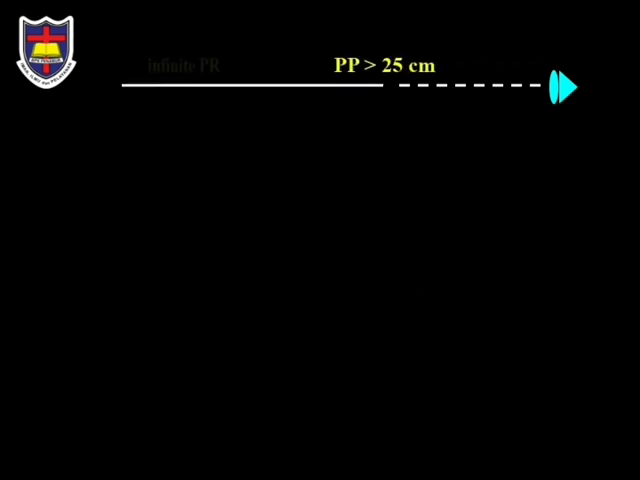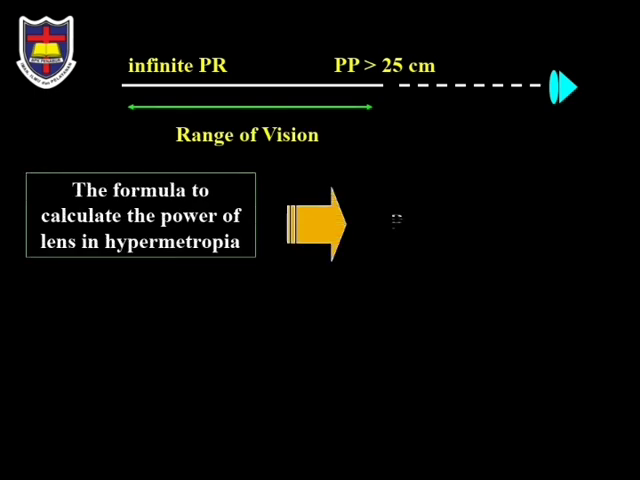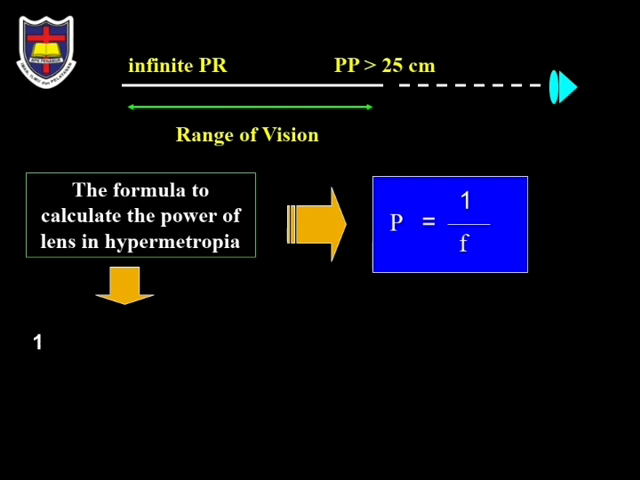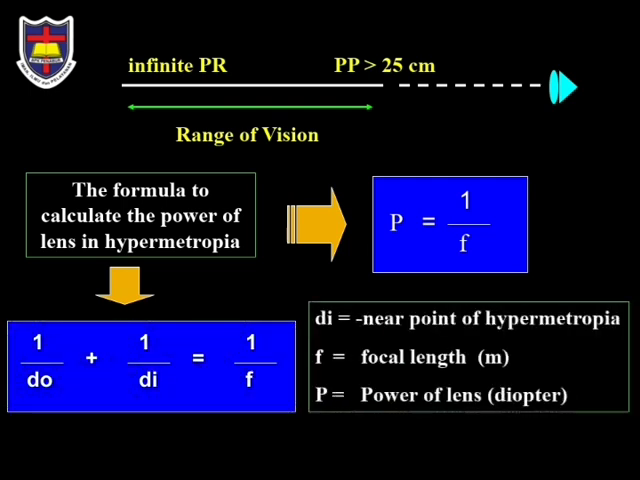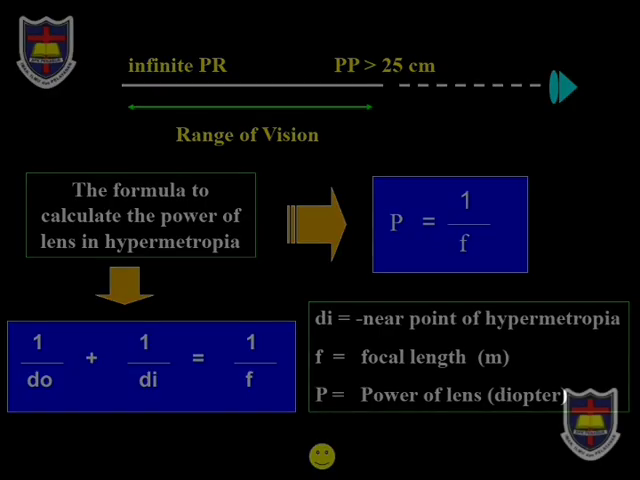The formula to calculate the power of lens in hypermetropia is the same as the formula in myopia. The formula is P equals 1 over F. The general formula is 1 over DO plus 1 over DI equals 1 over F, with DI equal to minus the near point of hypermetropia. F is focal length, the unit is meters, and P is power of lens, the unit is diopter. This is an example of a problem in hypermetropia.